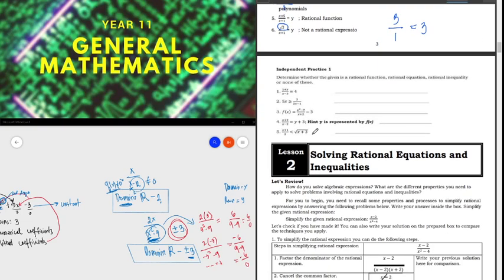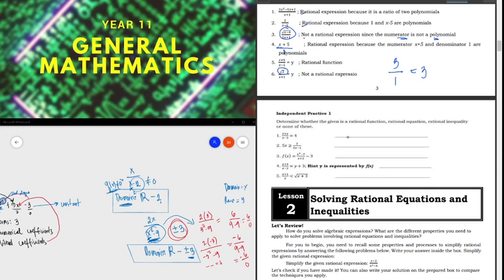Okay, let's practice. How about this independent practice one? What do you think is the answer? Skidal, you try. What do you think is the answer? The answer for number 1 is... Yes, you're correct. That is a rational equation. How about number 2? What's the clue? Very good. This is the clue. So that is a rational inequality. Good. How about number 3? This one. That is the clue. Okay, that is a rational function.